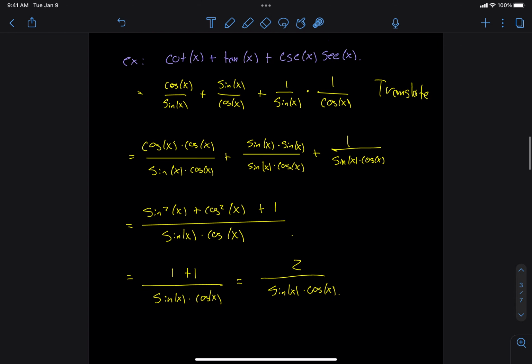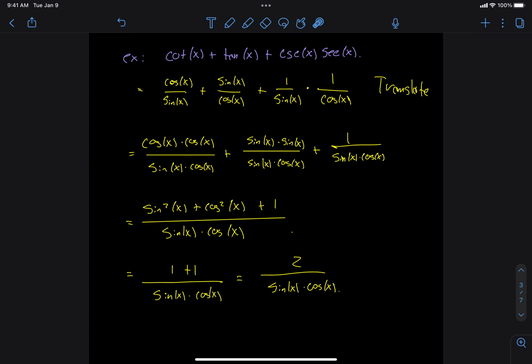Any questions on this process? Any of the steps? So first, translating, then common denominator, then simplifying a little bit further. Any questions on any of those steps? Was any part of that derivation confusing?